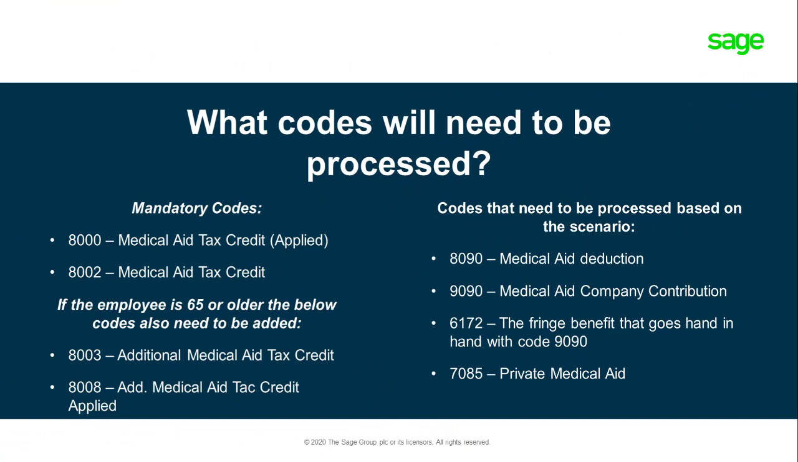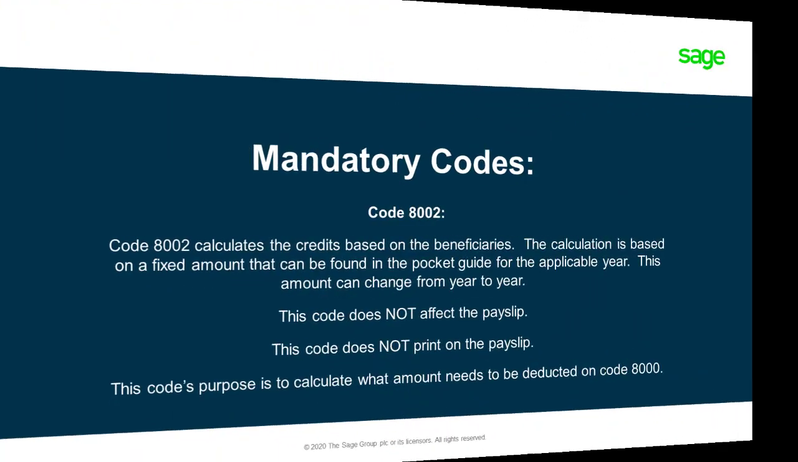In order to process medical aid, you will need to select the codes that are applicable to your employee's situation, along with mandatory codes 8000 and 8002. If an employee is 65 or older, the mandatory codes 8003 and 8088 also need to be added.